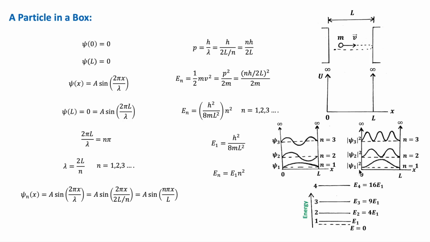And also, as you can see, the absolute square of psi_n is 0 at the boundaries, and it is also 0 at other points. For example, for n equal 2, it's 0 at x equal L over 2.